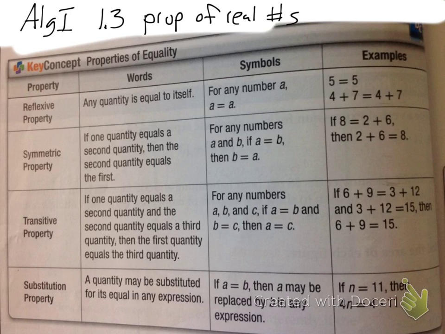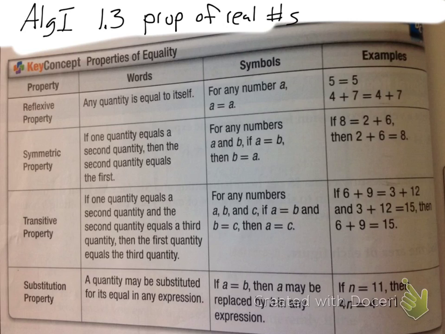They will do this. And so, the first one is called the reflexive property. In the reflexive property, it just says that any quantity is equal to itself. As we go along, we've got its name, what it says in words, and then the symbols and the example. So what we have here is the reflexive property, symmetric property, transitive property, and substitution property.